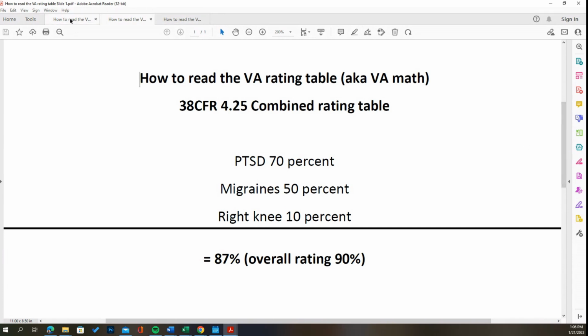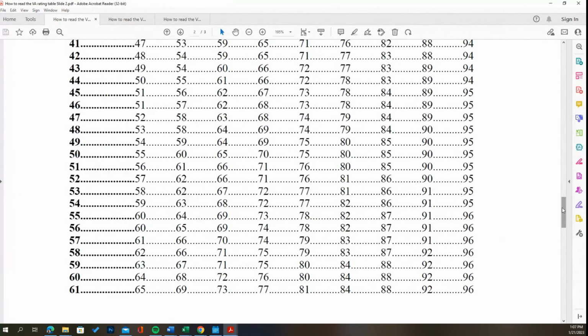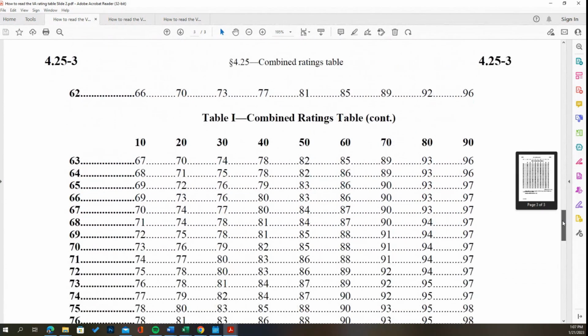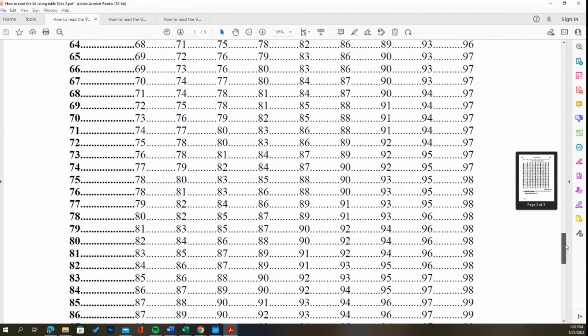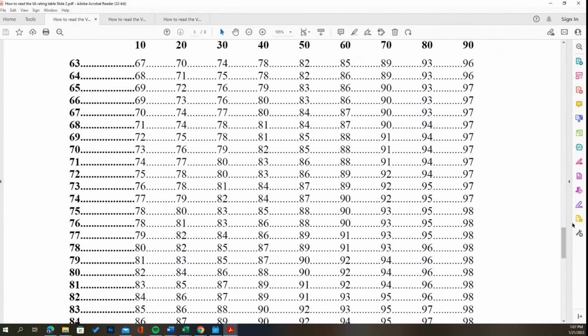All right. Now, let's go back over to our table. We want to go down the left row until we see the 70%. It's 2 pages, which is okay. On the left-hand side, we have PTSD at 70. We go to the top row and go over to 50%. So we count 5 over, and I left it right at the top so you can see the 50%. And it says they have to intersect.